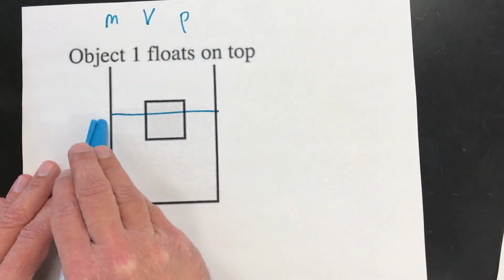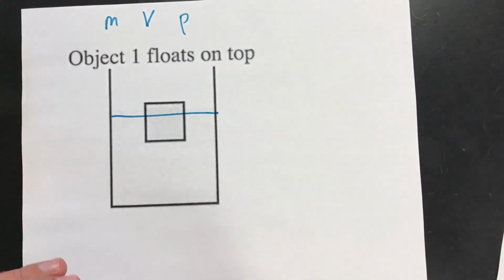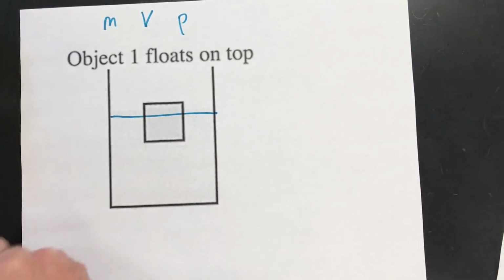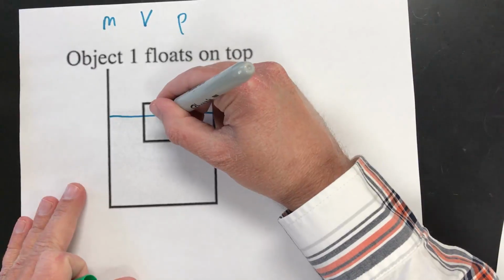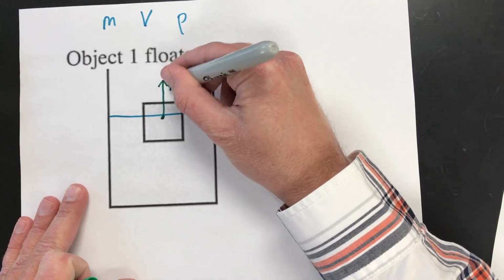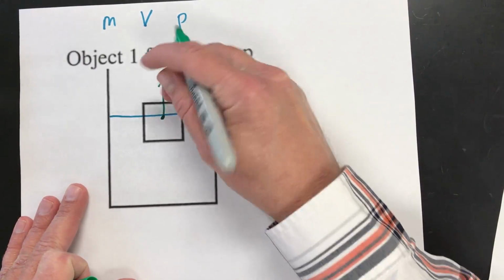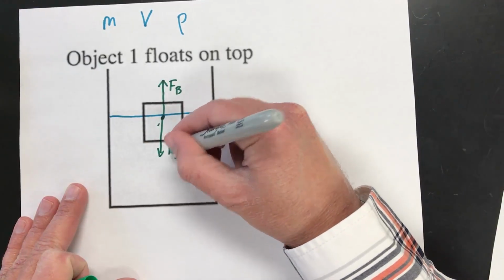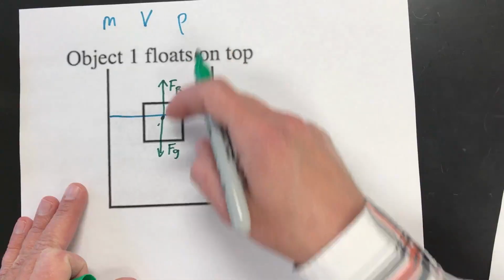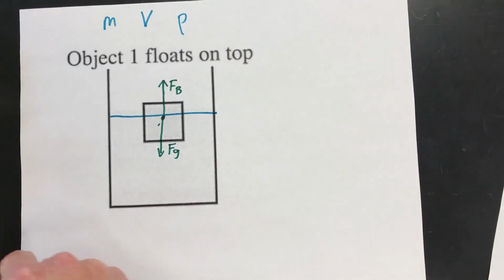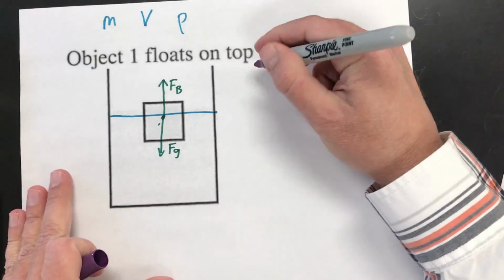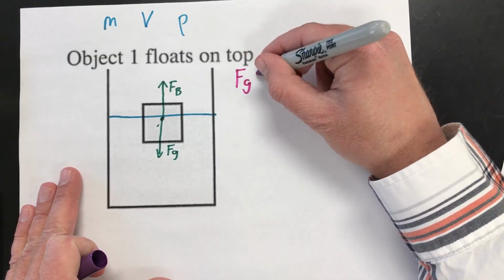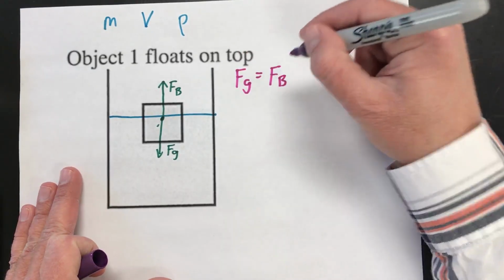It's floating on top. I've drawn, to make it clearer, the water line right here. So what do we know about their masses? Well, let's first do a little free body diagram. Anything that is floating, we know that there is a buoyant force up, and we know that there is a force of gravity down, and because it's just resting there, those two must equal each other. So let's start with that. We know that the force of gravity must be equal to the buoyant force.